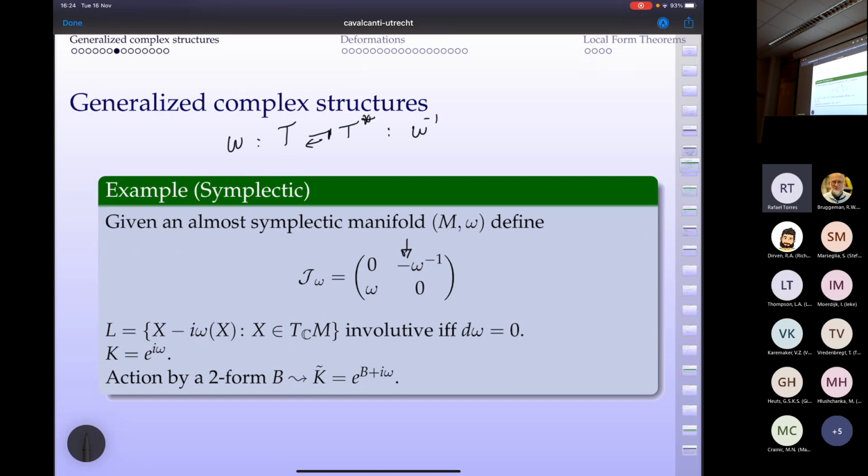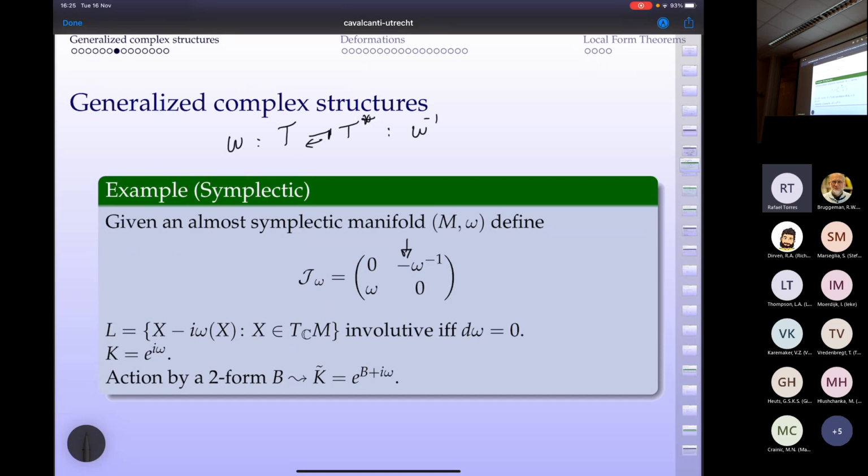And then you can go and figure out what is the plus i eigenspace. It's given by x minus i omega of x. So it's a vector plus one-fourth. For every complexified vector, you get one of those. And this is involutive if and only if d omega is equal to 0.